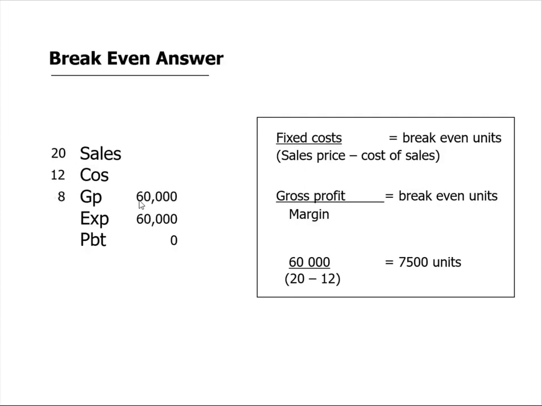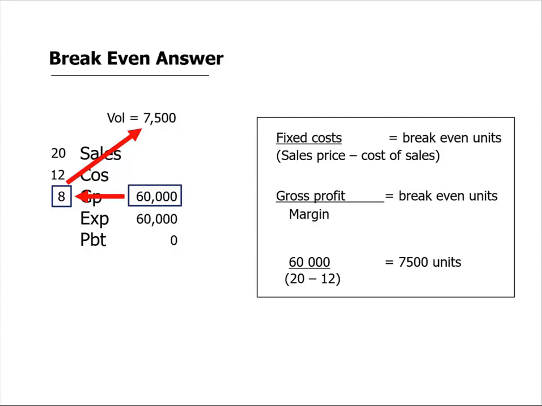So here's the gross profit in rands, here's the gross profit margin, and what I'm doing is I'm taking the 60,000 and the 8 and dividing the one by the other, and what that gives us is a volume of 7,500 units that need to be manufactured in order to break even.